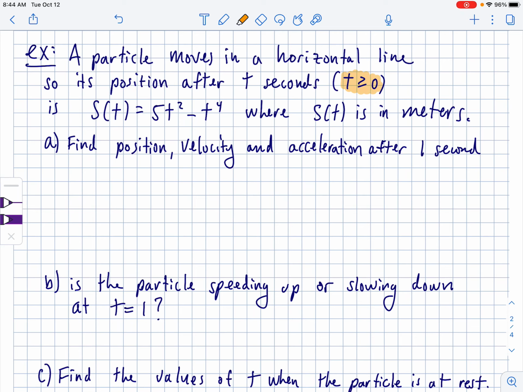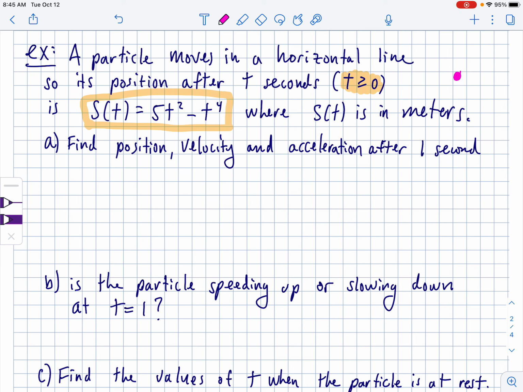A particle moves in a horizontal line, so its position after t seconds, of course time is greater than 0, since negative time doesn't make sense, is set by this equation right here. S of t equals 5t squared minus t to the 4th. A quartic. S of t is going to be measured in meters.